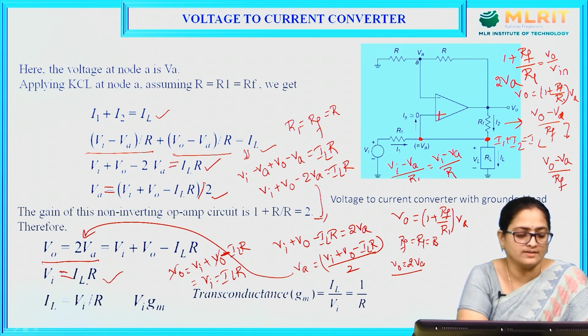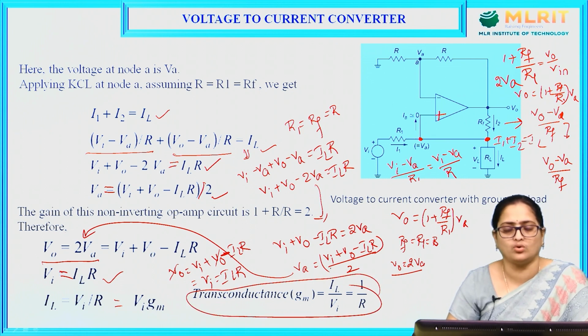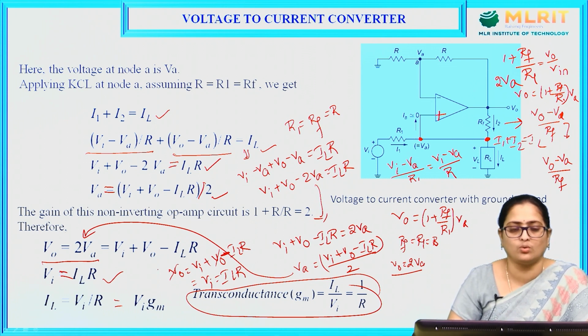If you write this in terms of load current, because this is a voltage to current converter, you need to get output current in terms of input voltage. If you rearrange this equation, you can get IL is equal to VI divided by R. 1 by R is nothing but a transconductance, so finally, transconductance GM can be given as IL by VI, which is equal to 1 by R. This is about the voltage to current converter, that is, we are getting output current in terms of input voltage.